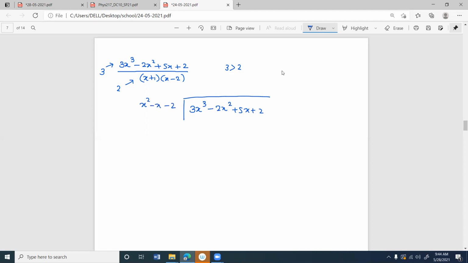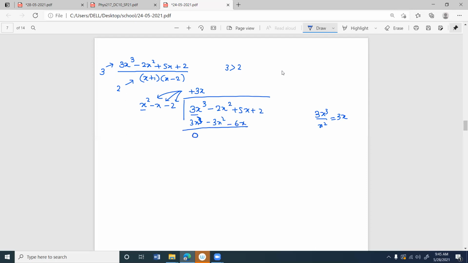Okay. Now, when you do the division, first term to first term, how many x squared terms are there for 3x cubed? It's 3x. Then multiply this entire expression with 3x. 3x into x squared is 3x cubed. 3x into minus x is minus 3x squared. 3x into minus 2 is minus 6x. Then do the subtraction.